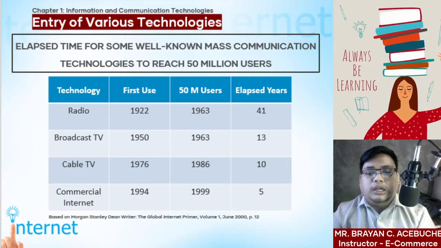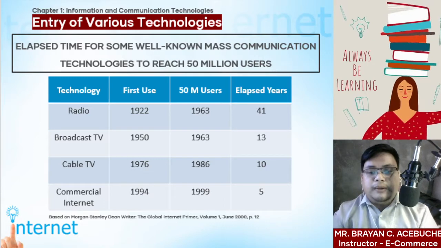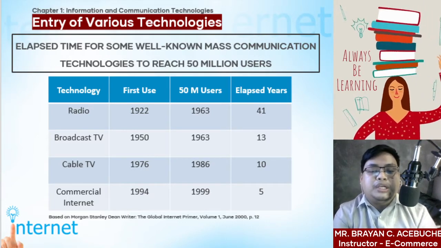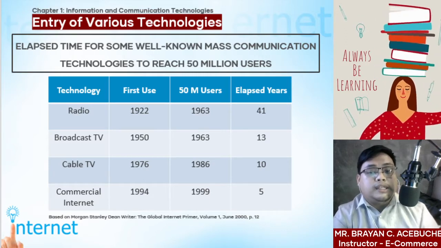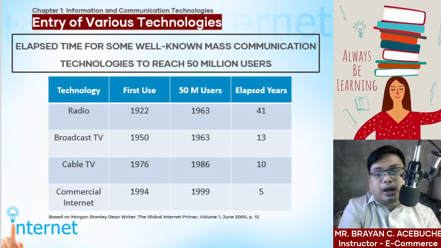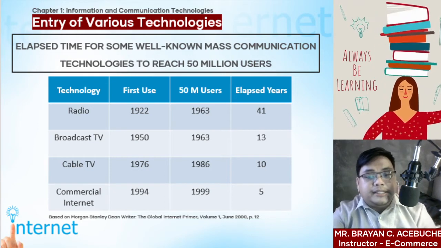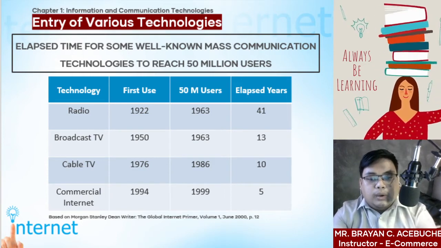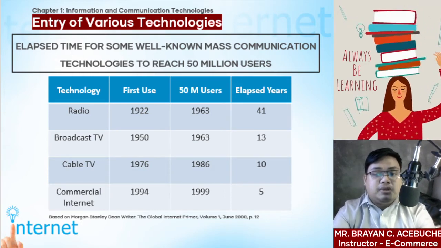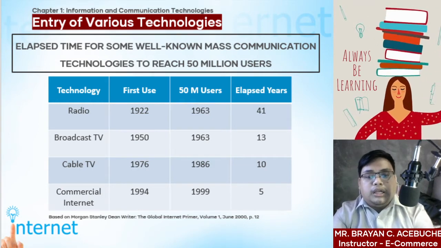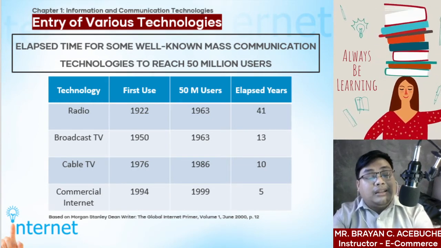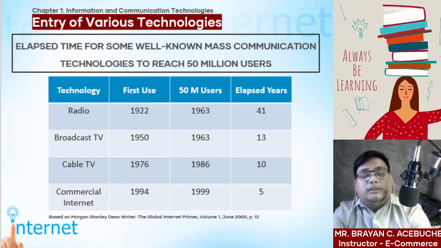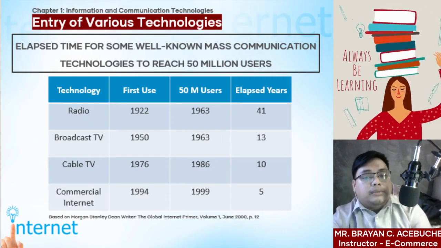So as you can see here in the radio technology, in 1922, unang-una itong nagamit. But reaching 50 million users took this technology 41 years bago ma-reach. And that was in 1963. And the broadcast television naman was first used in 1950. And it reached 50 million users in 1963. So it took 13 years before reaching 50 million users.